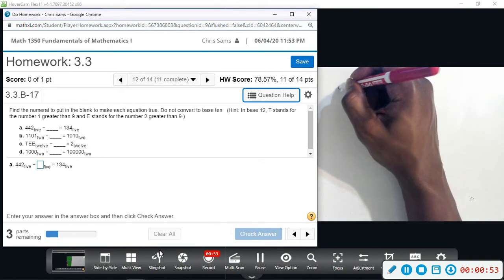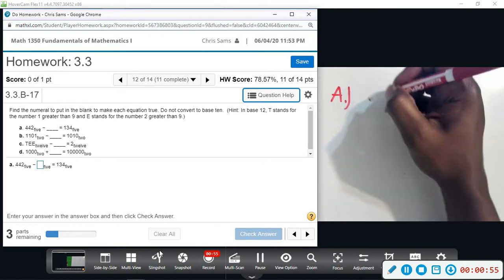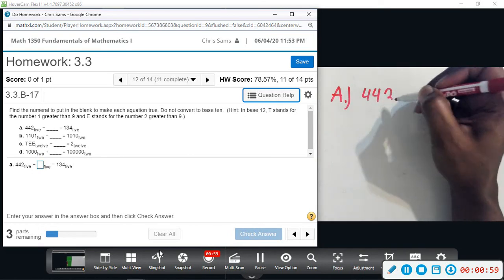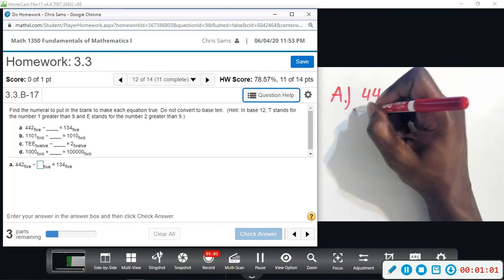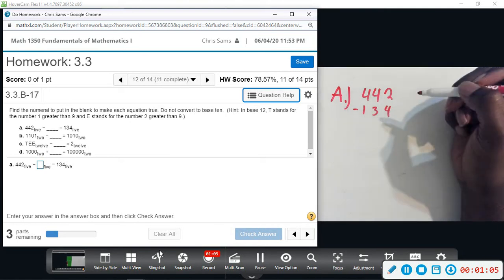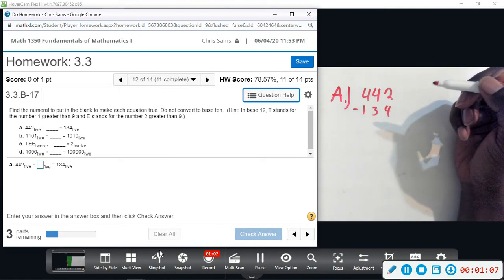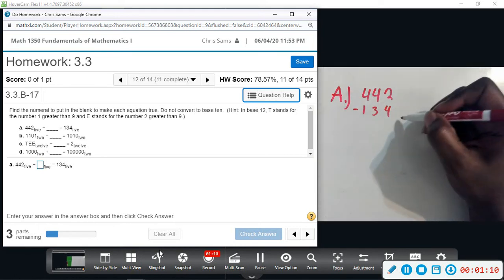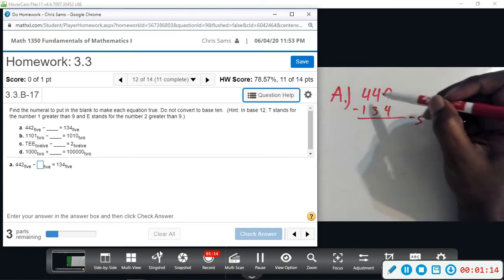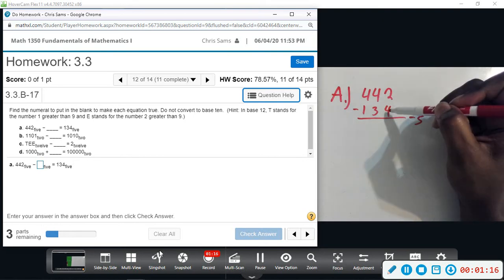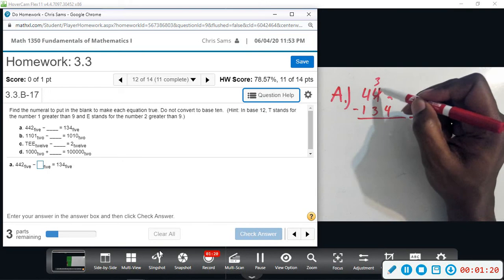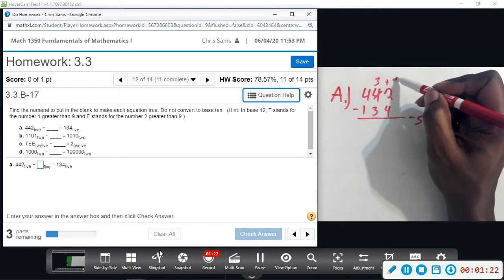So for part A, we are in base 5. We have 442, and we're going to subtract 134. Okay, so base 5. 2, take away 4. I need to borrow. So this is going to become a 3. We're going to carry over 5 because we're in base 5.